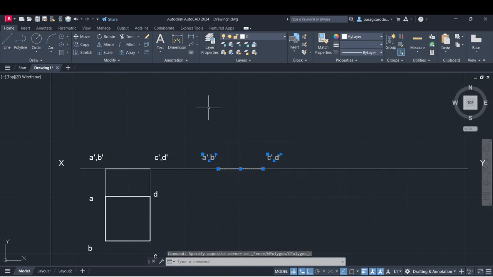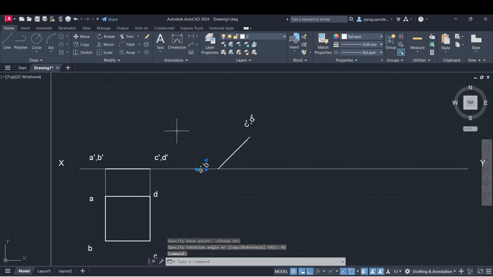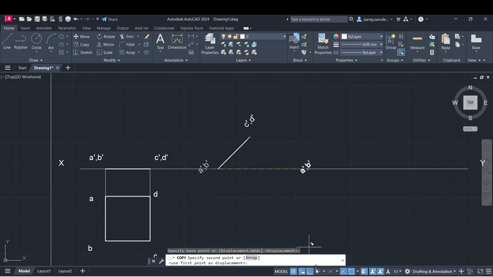We need to make it inclined by 45. So select this object again. Click on rotate and again switch on the O snap and click on the point. Now what is the inclination required? 45. Just type 45. You can see that this line will get inclined by 45 degrees. I'm moving this annotation slightly upwards.